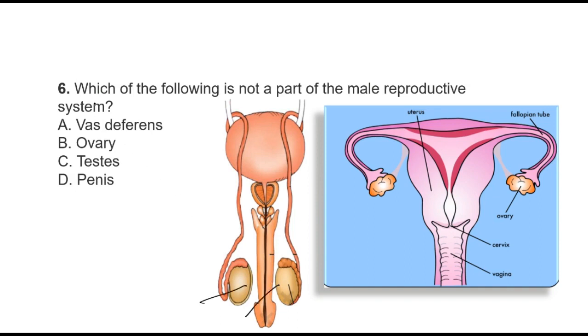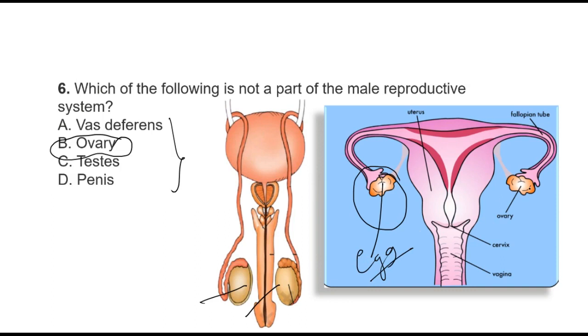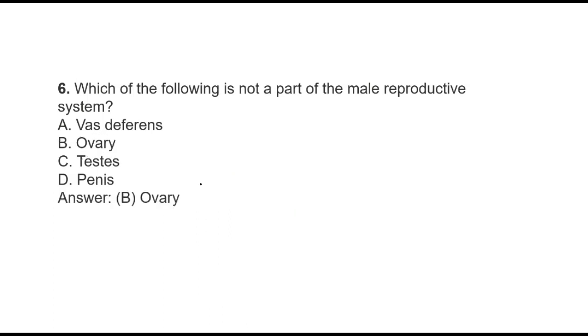So let us go back to the question. Which of the following is not a part of a male reproductive system? So it's very simple. You can make out here that it's an ovary. Ovary will be only for the female reproductive system where the eggs are formed. They are in pairs, right? So the answer should be ovary. This should be the answer.